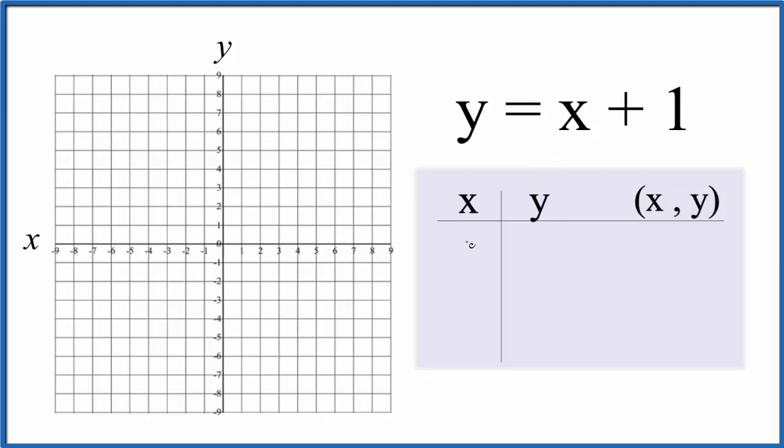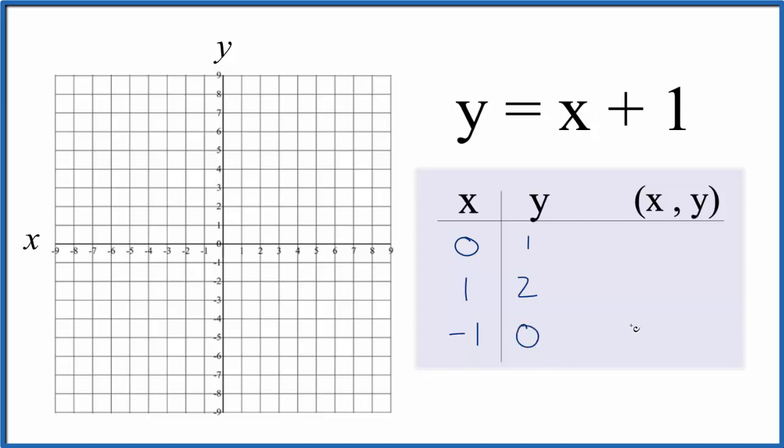So I'd like to start out by putting a 0 in for x, because I know that that'll probably fit on my graph here. So 0 plus 1, that's 1. I could put a 1 in. 1 plus 1, that's 2. And let's put a negative 1 in. Negative 1 plus 1, well, that's just 0.